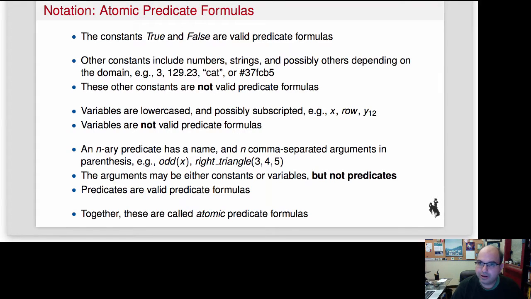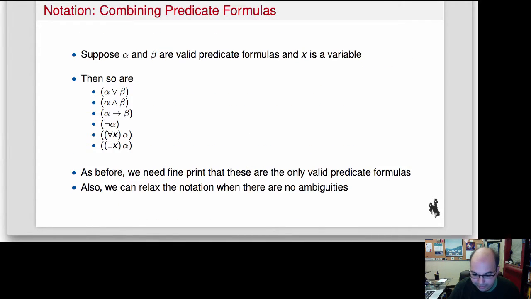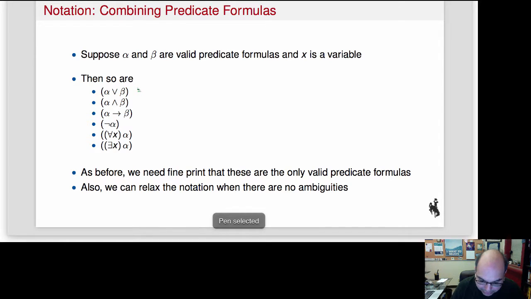Together, when you have a predicate that has a whole bunch of parameters, right? We call that an atomic predicate formula, right? And again, it's atomic because you can't split it up. It's indivisible, right? So our next step is to show how we can take these and combine them, right? So let's say that I have alpha and beta, which are now valid predicate formulas, and that x is one of the variables. So what we have is that here are some more predicate formulas, right?